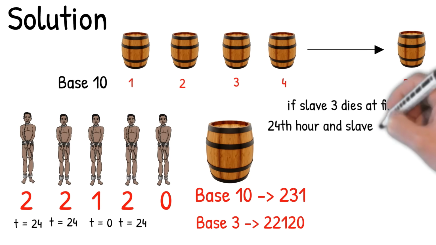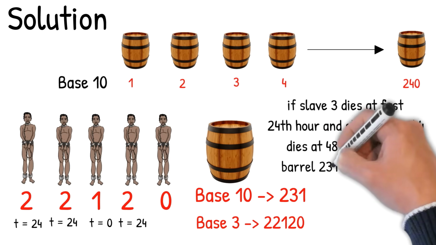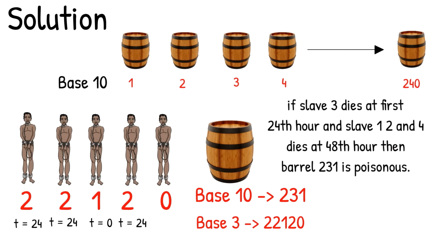If slave 3 dies at the first 24th hour and slaves 1, 2 and 4 die at the 48th hour, then barrel 231 is poisonous. So with these simple steps, we can find which barrel is poisonous based on which slaves die. To make the concept clear, let's consider one more example.